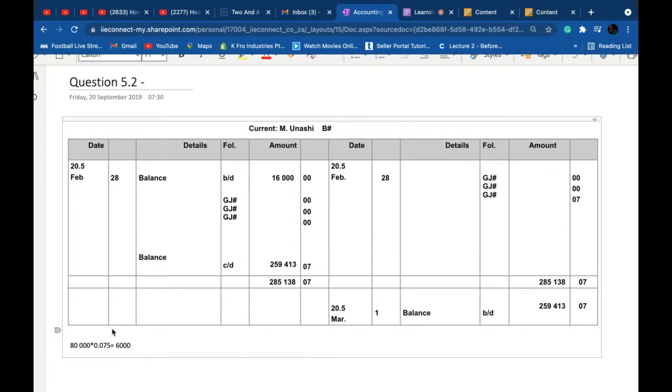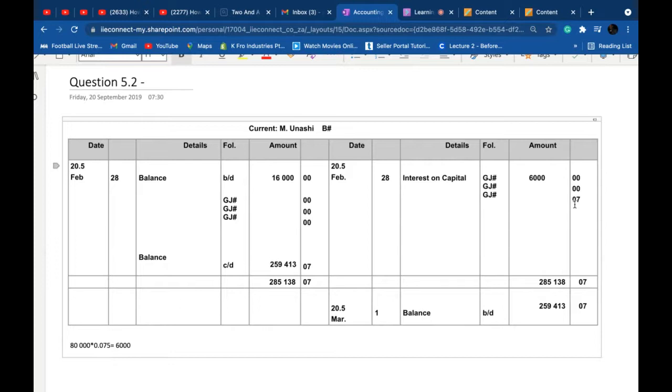Okay. So now that we have that 6,000, are we penalizing or are we rewarding Unashi? We're rewarding because he or she obviously has a credit balance on their capital balance. So we come to the credit side. Since we're rewarding, here we write interest on capital. Okay, and there we just plug in that 6,000. Right. Cool. As you can see there, I already just plugged in the balance on the current account.